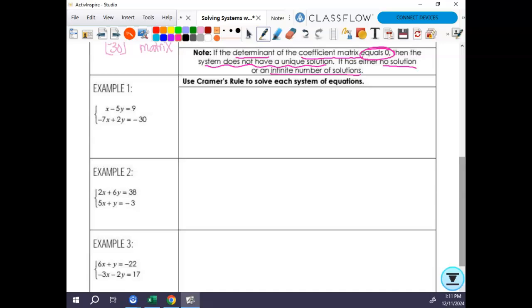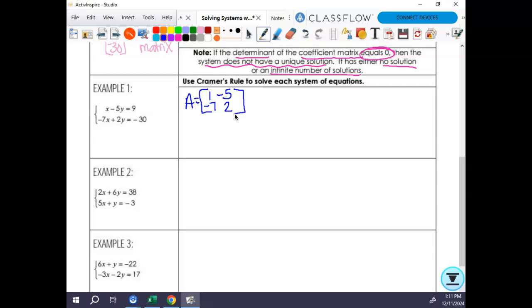All right, everybody with me so far? I'm going to make all that nonsense up there make sense. My coefficient matrix, A equals, this is going to be 1, -5, -7, 2. There's my coefficient matrix.